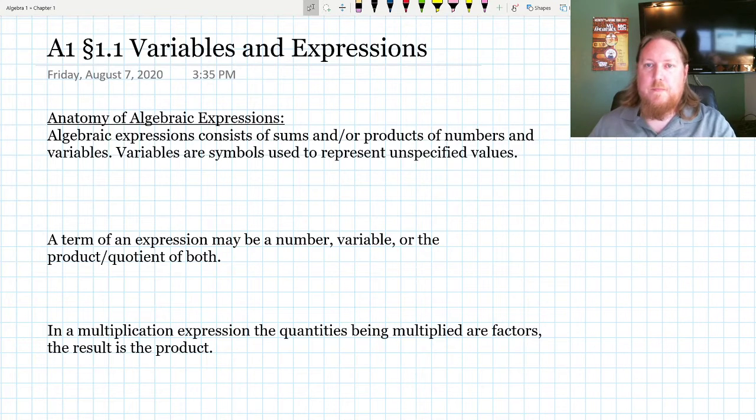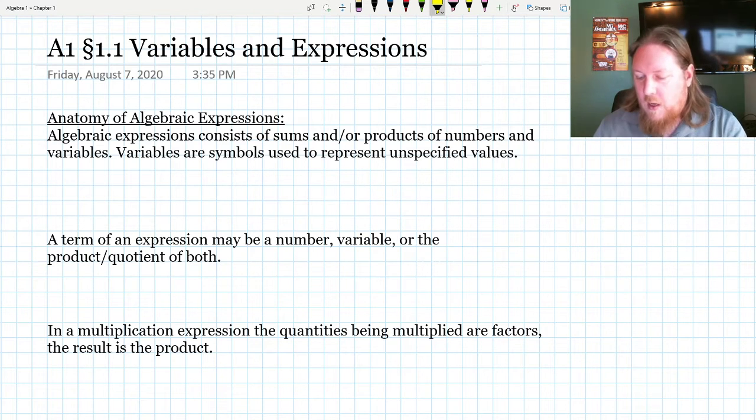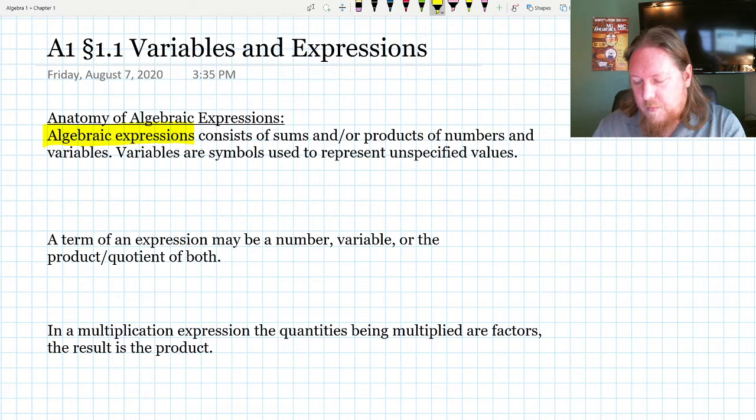All right, Algebra 1. Chapter 1, Section 1, Variables and Expressions. So, basically, this section is all about the anatomy of the algebraic expression, which is anything that is a combination of adding, subtracting, multiplying, dividing, exponents with variables and with numbers. And so, if you remember, hopefully, variables are just different letters we use to represent.